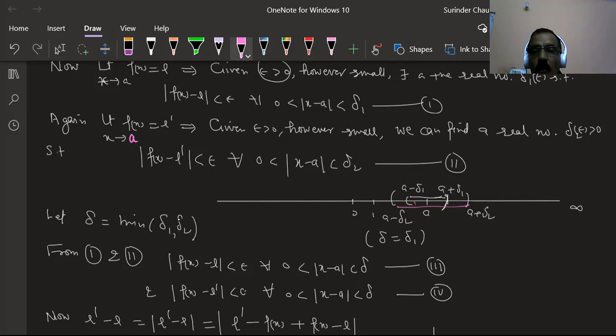There is a common domain for this. So that's where we have taken. Let's take delta so that both inequalities hold true. So delta is equal to delta 1. This is a common domain in which both this inequality and this inequality hold true. So first and second we do this.